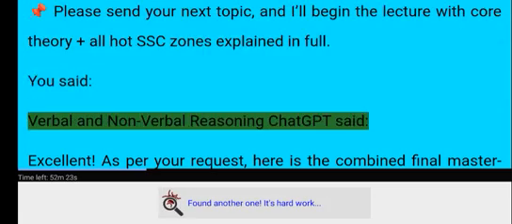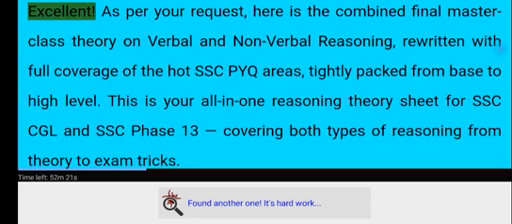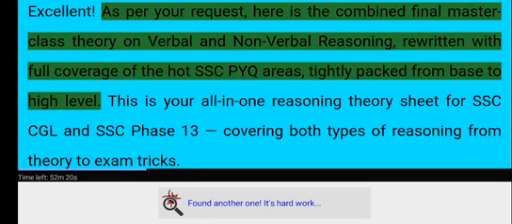You said: verbal and non-verbal reasoning. ChatGPT said: Excellent. As per your request, here's the combined final masterclass theory on verbal and non-verbal reasoning, rewritten with full coverage of the hot SSC PYQ areas, tightly packed from base to high level.